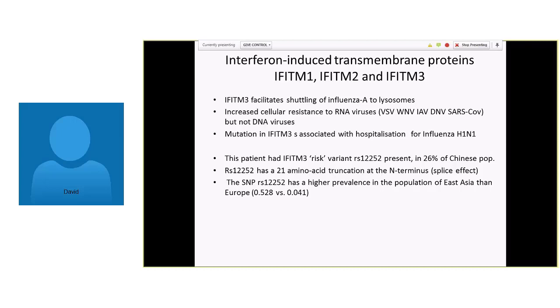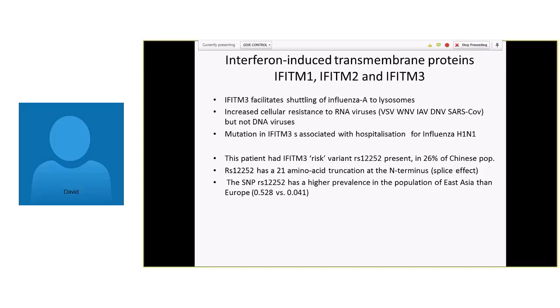2009 epidemic. There are at least 12 identified SNPs in IFITM3, but the particular one that they found associated with hospitalization was this one called RS12252, which is present in 26% in a homozygous form of the Chinese population. So if you go down to the last bullet point there, in East Asia, the allele frequency of this is 0.5 to 8, which gives you roughly 26% homozygotes in the Chinese population. I've got this material from different sources, so I'm just putting the numbers together myself.